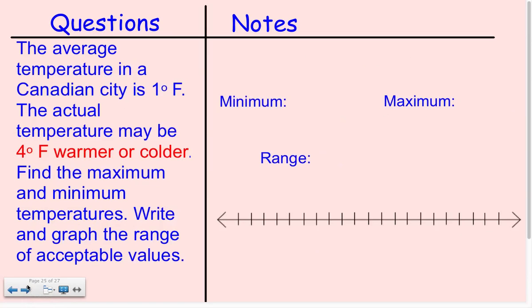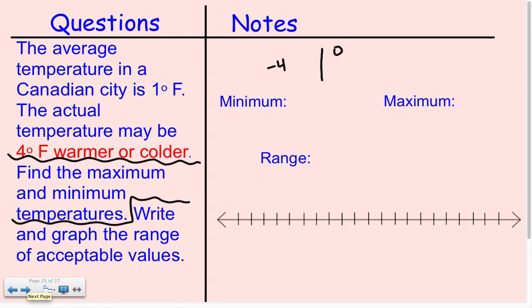The average temperature in a Canadian city is 1 degree Fahrenheit. The actual temperature may be 4 degrees warmer or cooler. So there's our situation. Find the maximum and minimum temperatures, and then write and graph the range. Okay, so our temperature is 1 degree, give or take 4 degrees. So if I subtract 4 degrees from 1, I'll end up at negative 3 degrees. If I add 4 degrees, I'll end up at 5 degrees. So our range is anywhere from negative 3 degrees to 5 degrees.